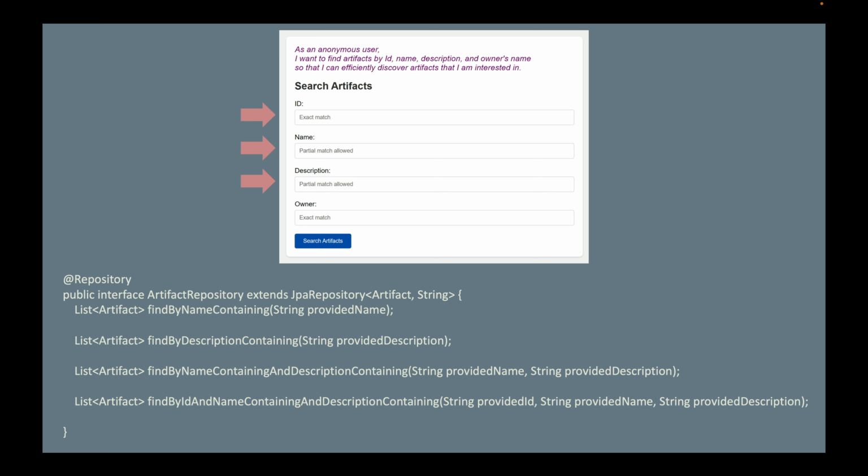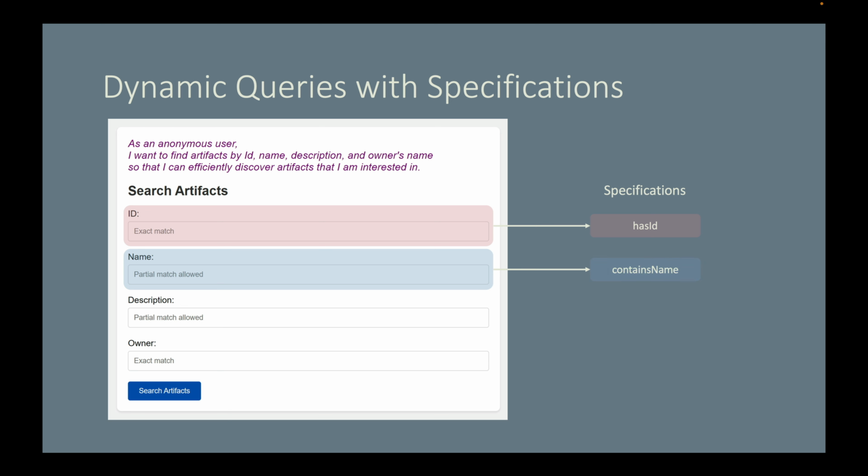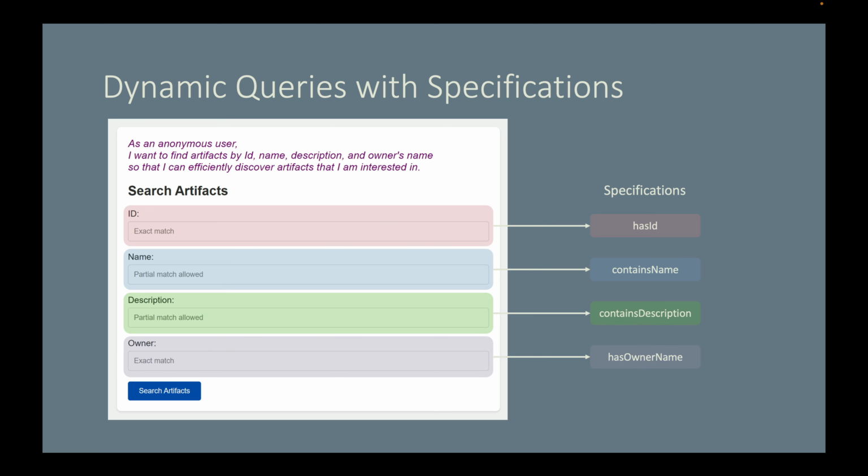An elegant approach is constructing dynamic query using Spring Data JPA specification. The idea is simple. We start by defining each search criterion as a specification. So the first specification is has ID. Then the second one is contains name. Then contains description. And finally has owner name.